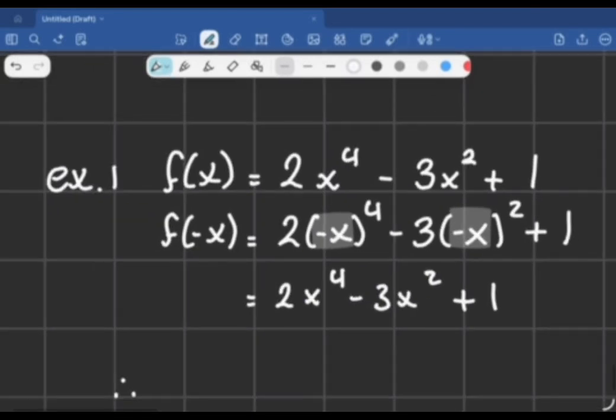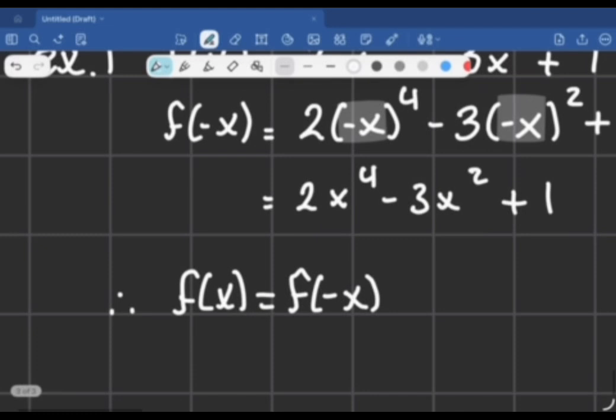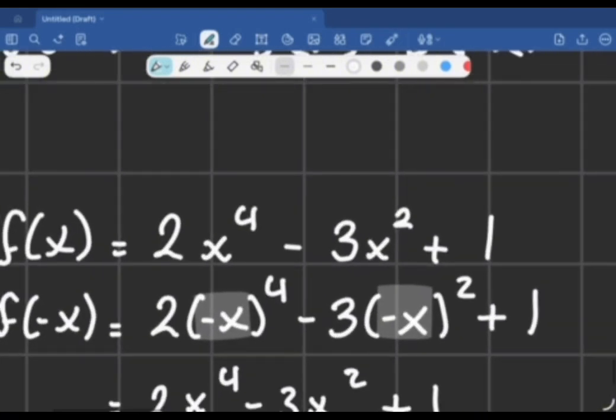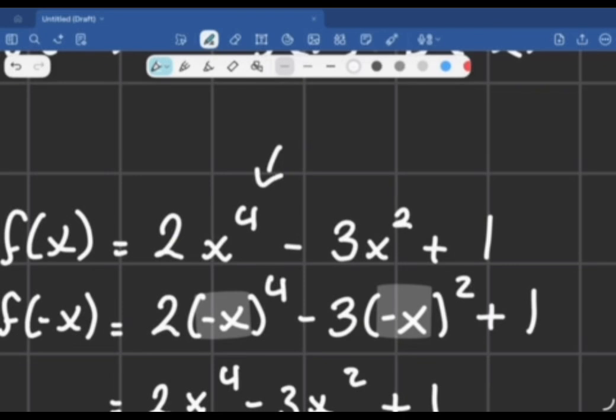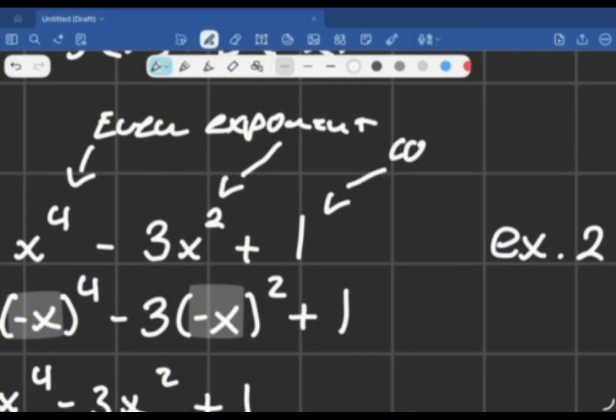As you can see, f(x) is equal to f(-x), so it is an even function. Also, if you look, you can see there's evidence. This is an even exponent. This is also even. And it also has a constant term, which odd functions cannot have.